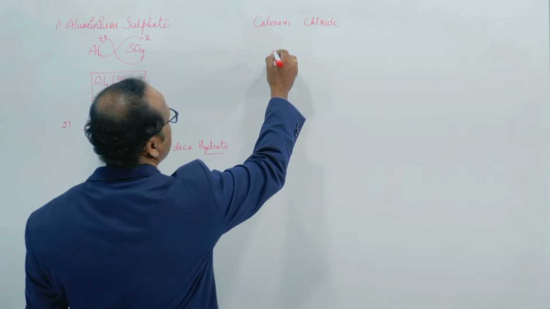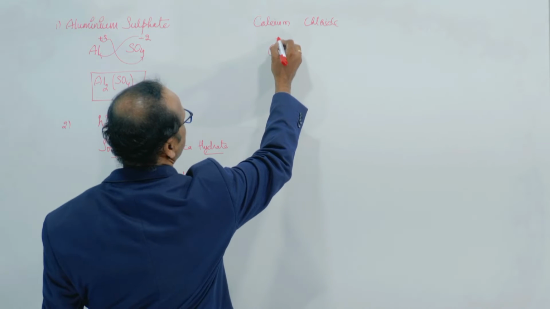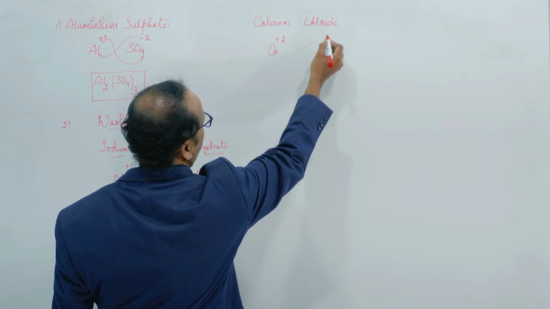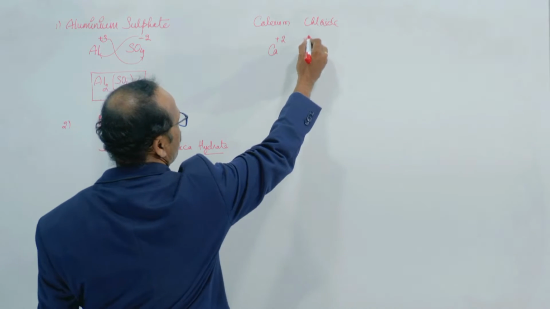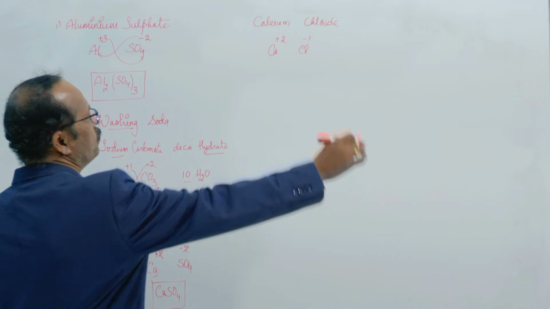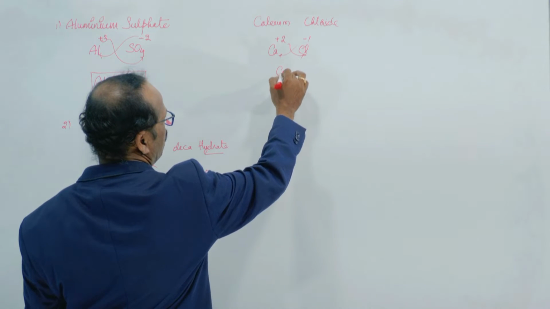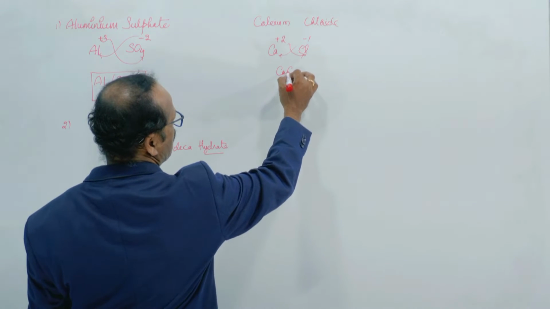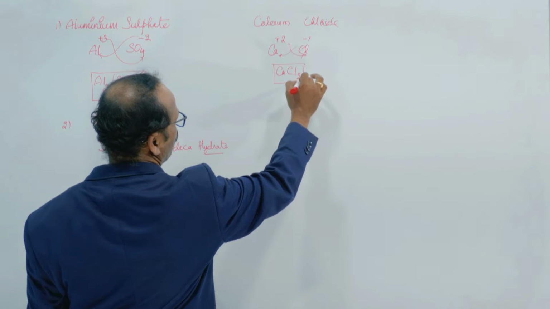Calcium symbol is what? Ca. Valency is what? +2. Next to chlorine. Chloride means what? Chlorine. Chlorine symbol is what? Cl. What is its valency? -1. Right? So then what do you need to do? You have to crisscross. Bring this 1 here, 2 here. So 1 you need not write. So Cl, 2 you write over. This is the formula of calcium chloride.